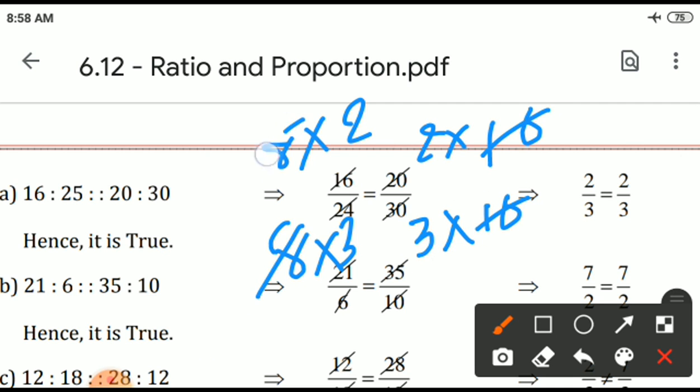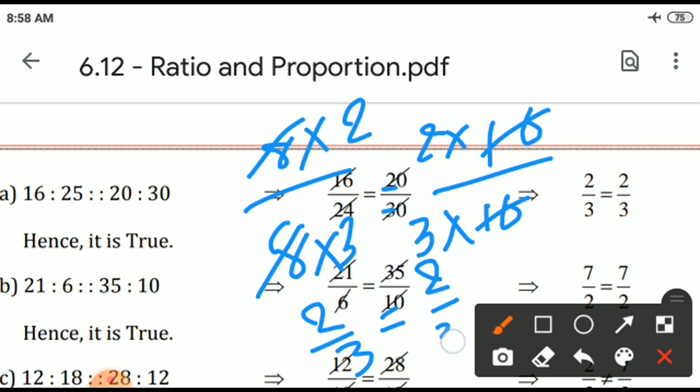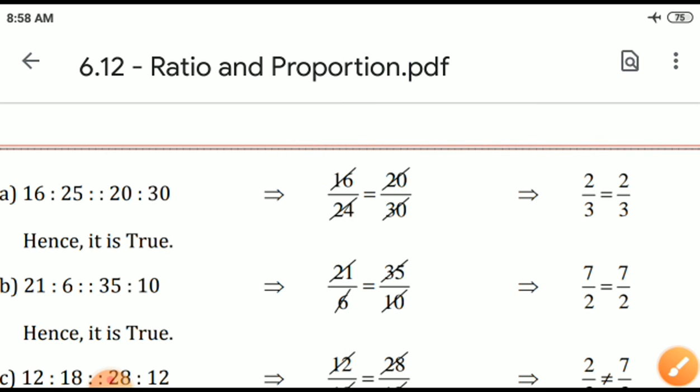8 will cut, 8 will cut. What is left here? Yes, my dear student, you are right. On the left side you have 2 upon 3, equal to sign as it is, and on the right side 2 upon 3. Is it written here? So this is called the reduced form. This is called the reduced form. Between 16 and 24 and 20 and 30, these 4 numbers are in proportion. Isn't it clear? Very good, student.